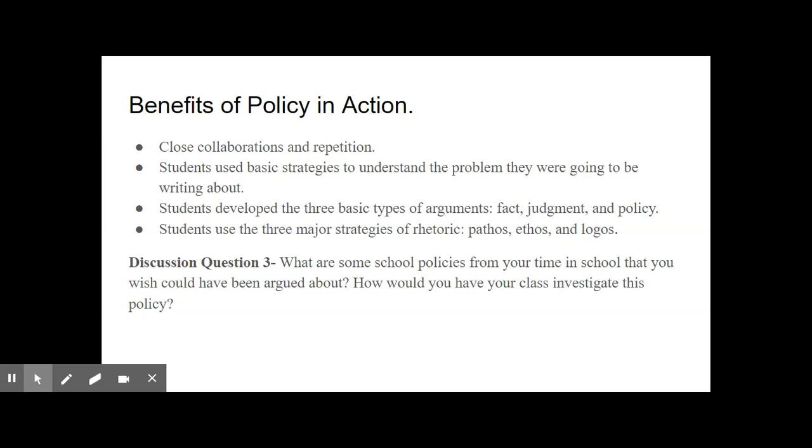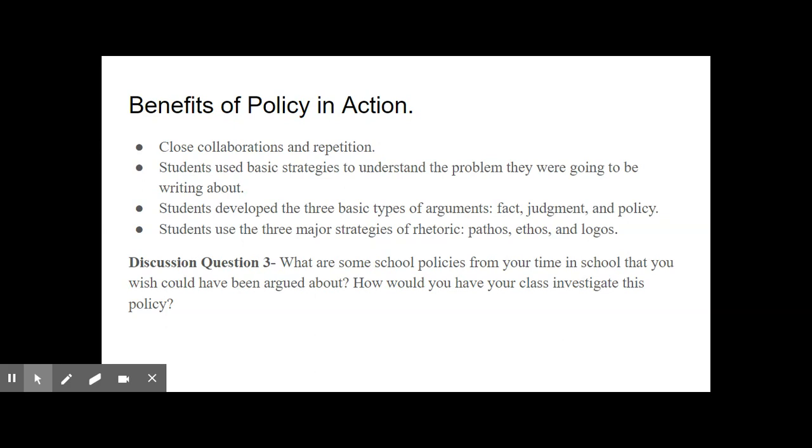Students also learn the basic strategies of how to understand a problem they're going to be writing about because they need to figure out the evidence that they need to gather. They need to figure out how they're going to gather it, what that evidence means, and how to use that evidence to support what they think.